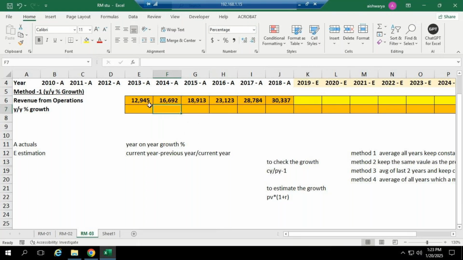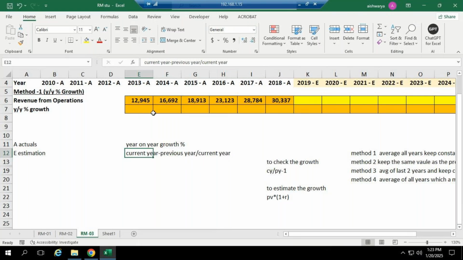Now you have to calculate the year on year percentage growth first. How to calculate it? You have the formula here: current year minus previous year, divided by current year. This is our year on year percentage growth.